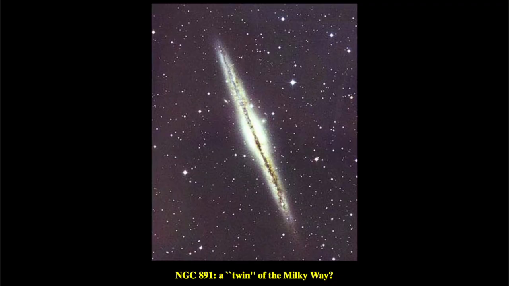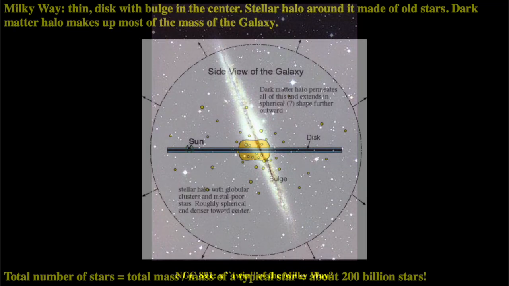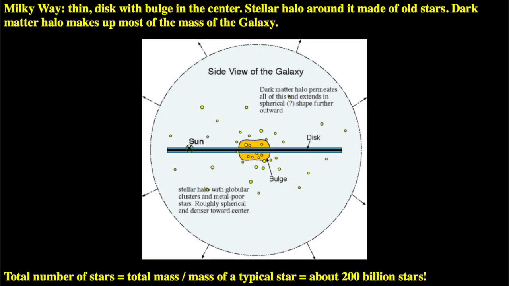Next slide. The galaxy NGC 891 is what the Milky Way probably looks like from a side view. This galaxy has the same ratio of disk to central bulge and disk thickness as our home galaxy. Here's a schematic of the four parts of the Milky Way.